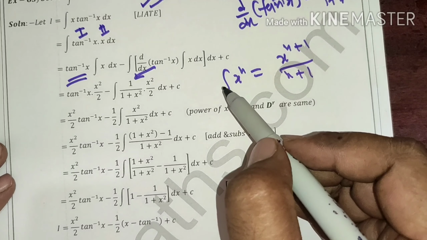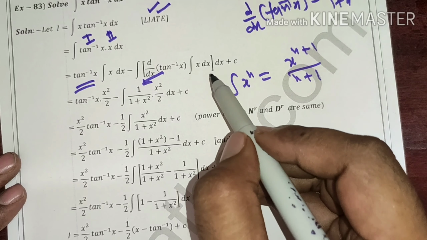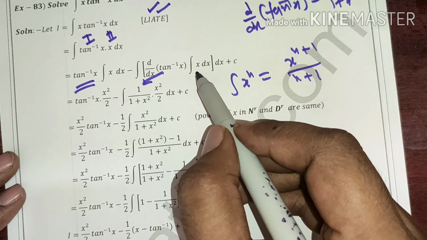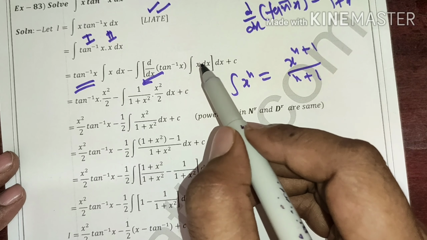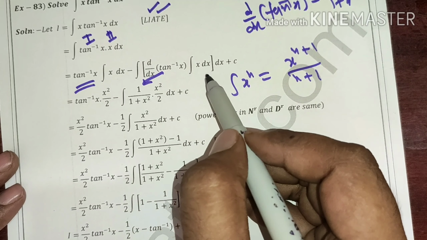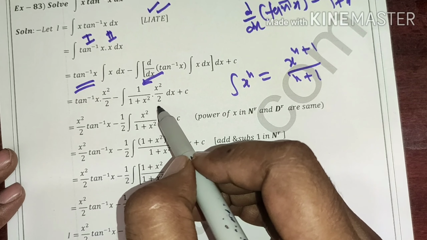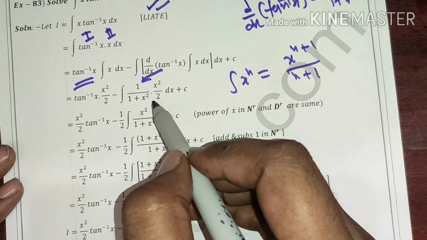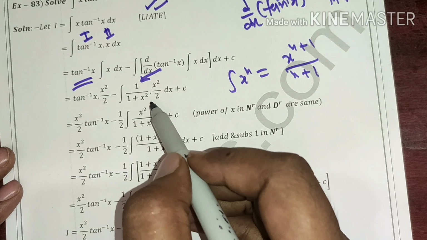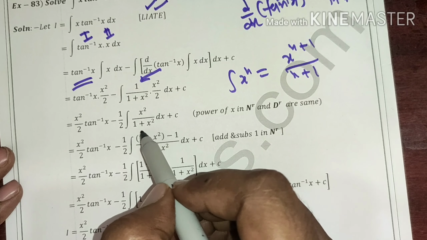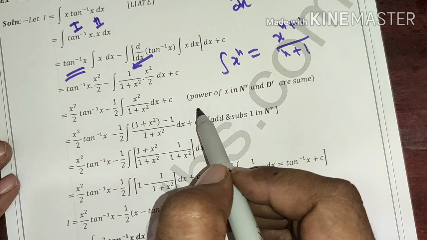That means we add 1 to the power of x. The power of x is 1. We add 1 to 1, which is 2. So it becomes x square divided by 2. This 2 will be outside the integration: 1 by 2, integration of x square upon 1 plus x square.